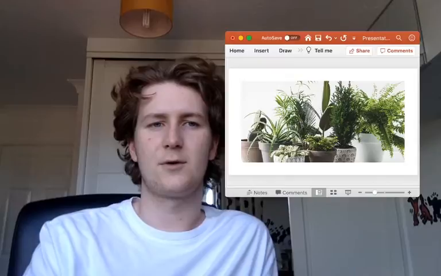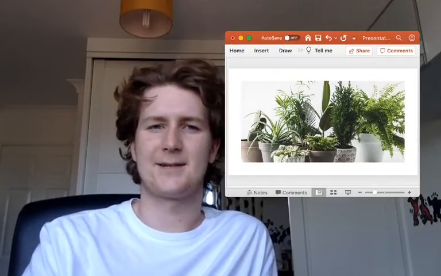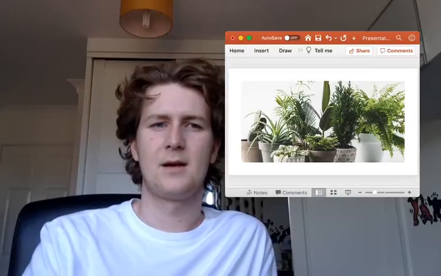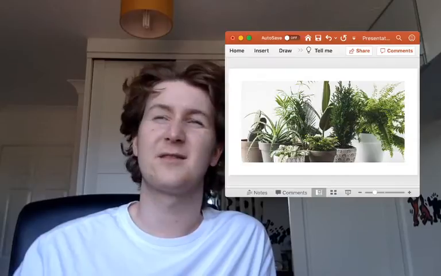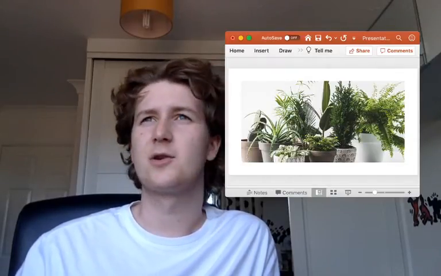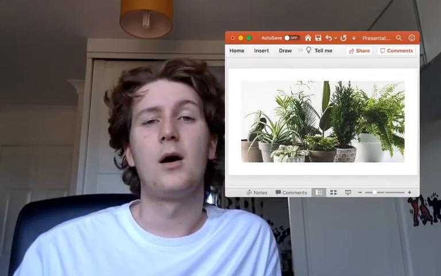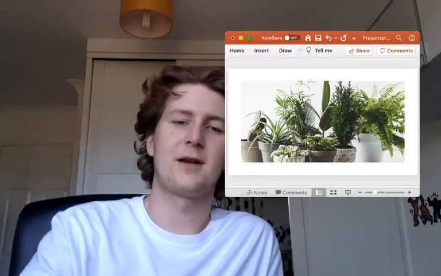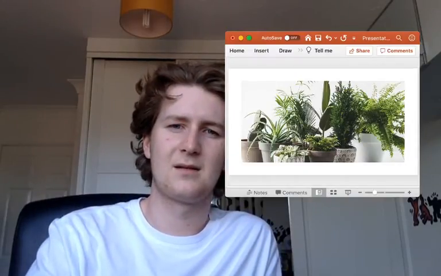Okie doke. So this is a picture of some plants. This just refers to anything really that grows in the ground, or in soil, or anything that grows. But often when you say plant, you might think of a potted plant, like the example there.